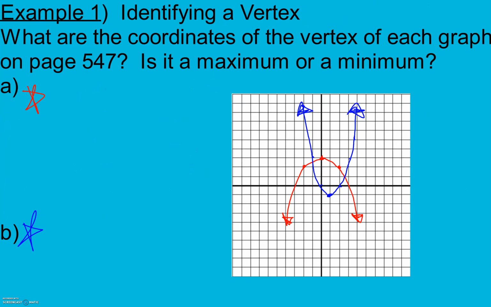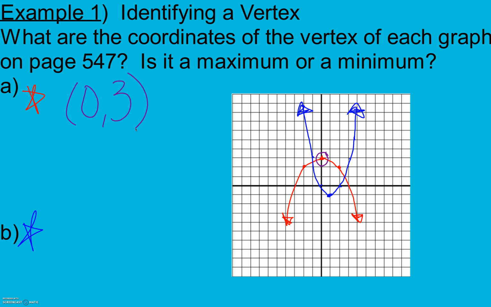In example 1 here, we want to know what are the coordinates of the vertex of each graph on page 547. Is it a maximum or a minimum? So in A here, we are dealing with the red graph. Our vertex is always on our axis of symmetry, and that's the point where our two branches, if we folded them on top of each other, would land right on each other. It's like if one side was drawn with wet paint and we folded our paper in half, we'd get the other side. So here in the red, the coordinates of that point are x is 0, y is 3.